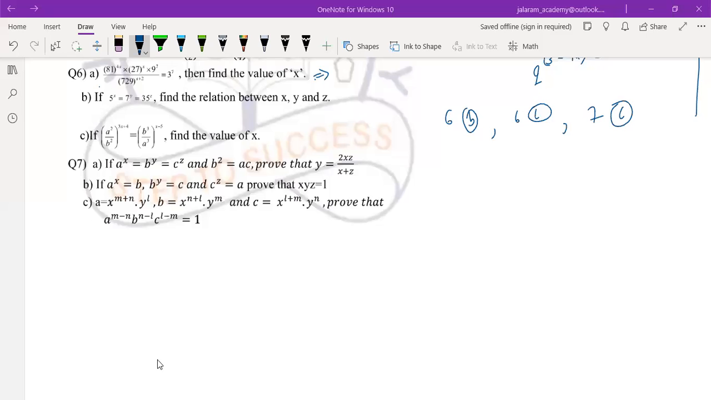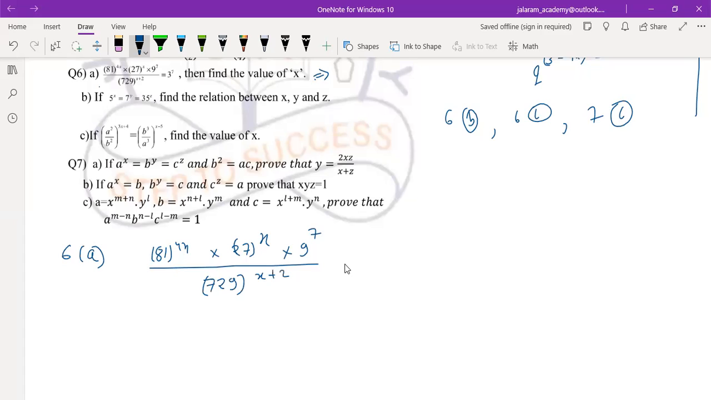Sixth B. So which one? 6B. You have doubt in 6A also? Yes, sir. Okay, so read question number 6A first. 81 to the power 4x into 27 to the power x into 9 to the power 7 divided by 729 to the power x plus 2 is equal to 3 to the power 7.